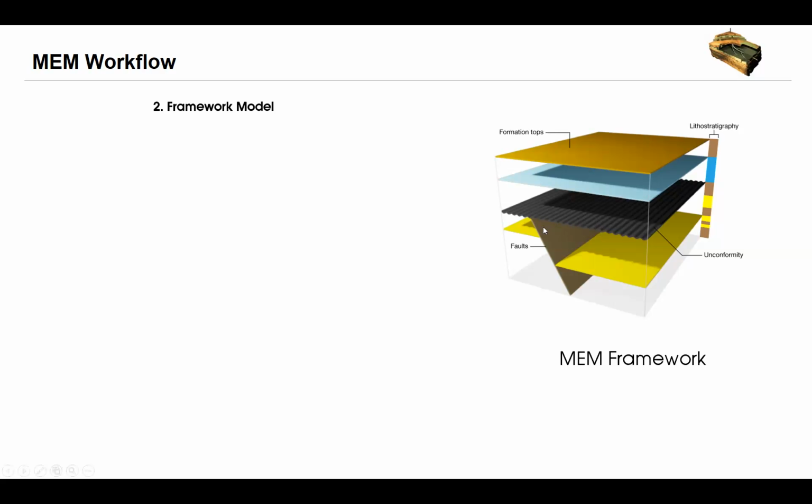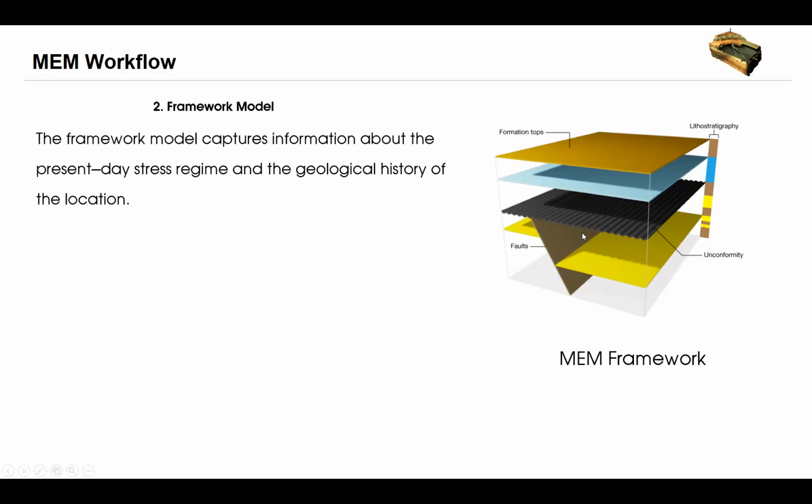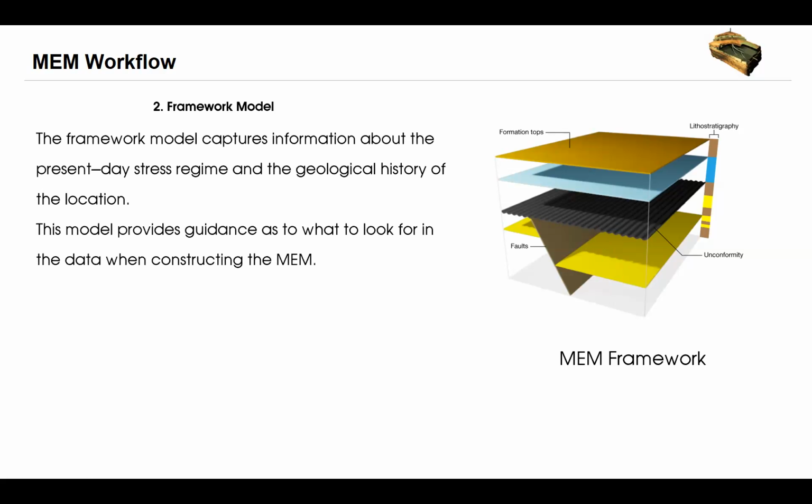Why are we talking about this unconformity separating the two tectonic sets? Because we have to keep in mind that the unconformity separates two different tectonic and stress states, meaning we will not have the same stress and strength response. It is separated, not the same tectonic and structural behavior. So the elastic behavior here and here is not the same. The framework model captures information about the present day stress regime and the geological history of the location, meaning paleo-stress. This model provides guidance as to what to look for in the data when constructing our mechanical earth model.